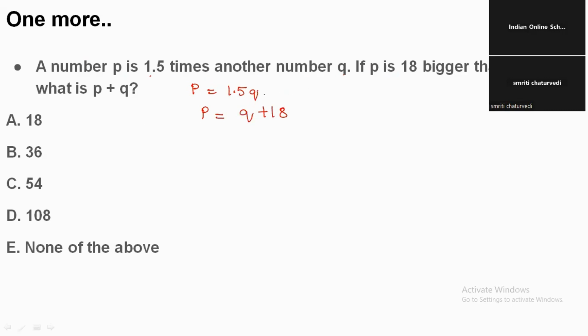So here it is stating two values of P. P is 1.5 times Q and P is also 18 bigger than Q. So in both statements, we are getting the value for P. Here we know that the value of P will remain the same in both statements, so we can put both statements in equal form. So 1.5Q is equal to Q plus 18. Correct. So 1.5Q minus Q is equal to 18. That gives us 0.5Q is equal to 18.